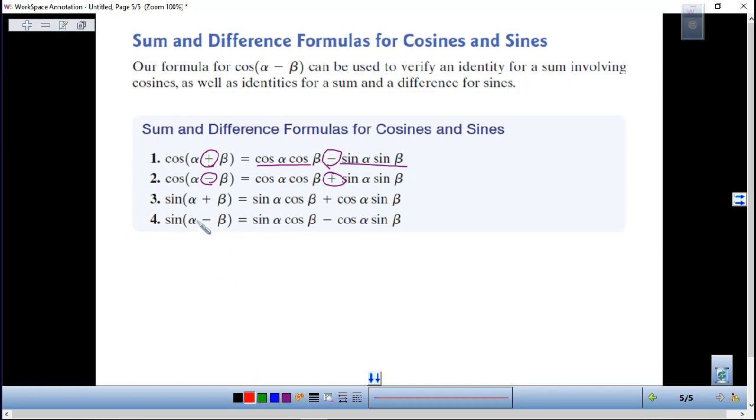Now, the other one is the sines. And notice here, we've got the same signs here and here. But what do we notice about the actual functions themselves in the equation? They do change. We've got sine alpha cosine beta and cosine alpha sine beta. Notice sine alpha here, cosine alpha here. Cosine beta here, sine beta there. So the functions themselves change, but the signs don't. Just a little memory tool if you need to remember them.